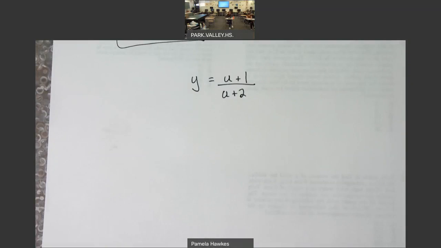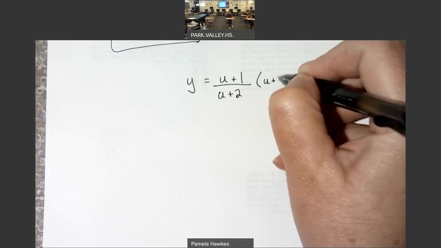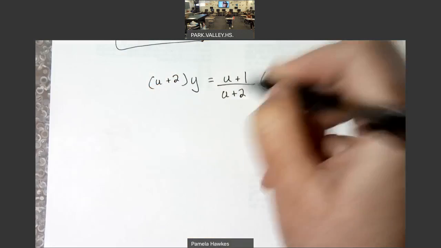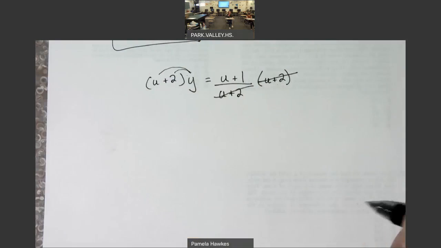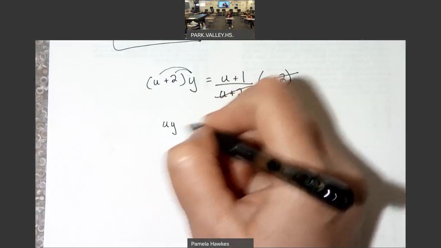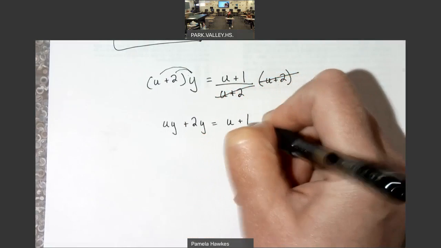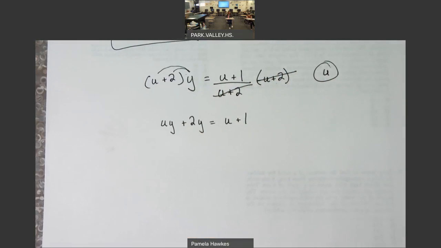Peyton, say it loud. Times it by u plus 2. Good. So we're going to get rid of the u plus 2 by timesing by u plus 2. If I do it to this side, I also have to do it to this side. Okay, this goes away. I'm going to actually distribute this in as I write it down. Is that fair to everybody? Okay, so I'm going to get u times y plus 2 times y is equal to u plus 1. I'm solving for u, in case you wondered. All right, now what?